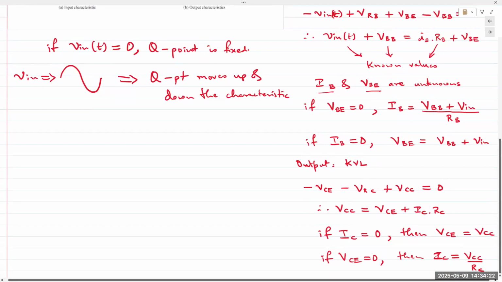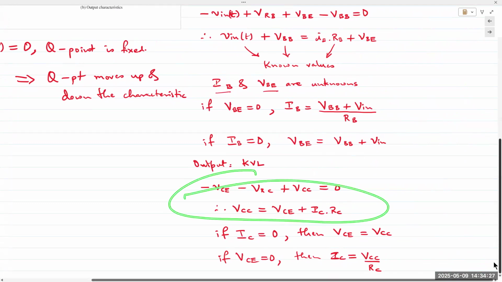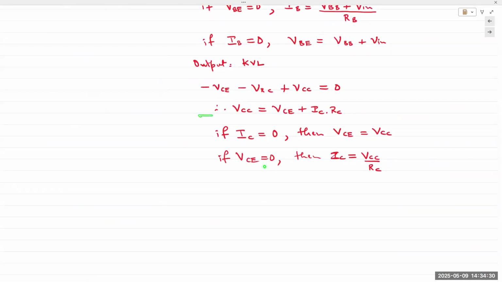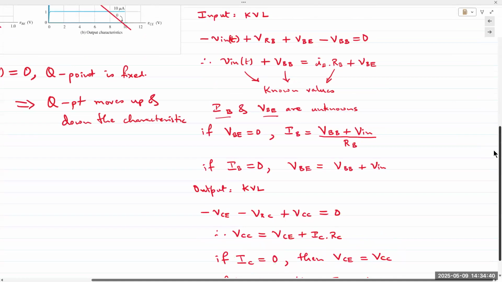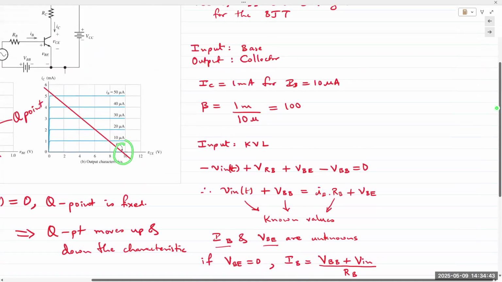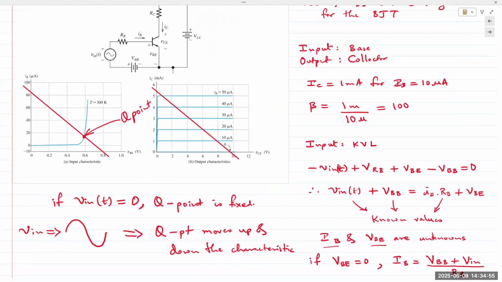On the output side, when we apply KVL, we obtain VCC is equal to VCE plus IC RC. Again, we want to plot the output load line, so we need the coordinates. Plug in IC is 0, VCE is 0, and you obtain these 2 values. Down there and down there. Join them together, we obtain the load line on the output side. Let's take a pause. Let me know if you have any questions.